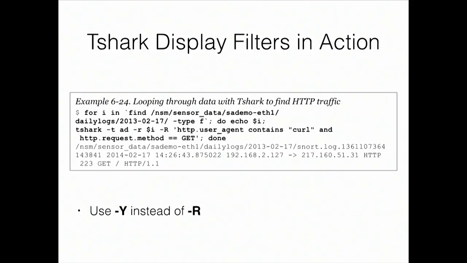So you'll have a list of files, and then for each one, you'll echo the file name, so I know which file it is, and then run Tshark, reading that file, with a packet filter, which would now be not -R, but -Y. And here look for http.user_agent contains curl and http.request.method equals GET. And so you go, now it's going to find just the one request that used curl to fetch a page.